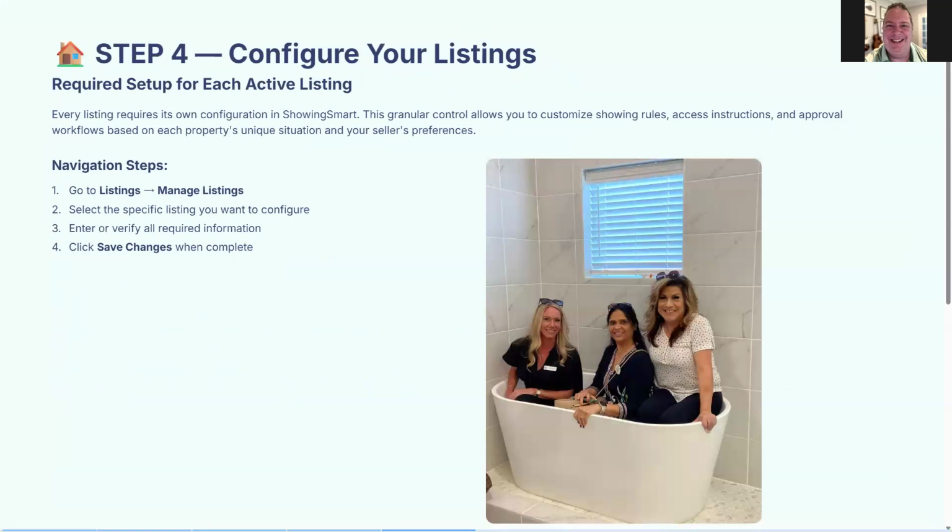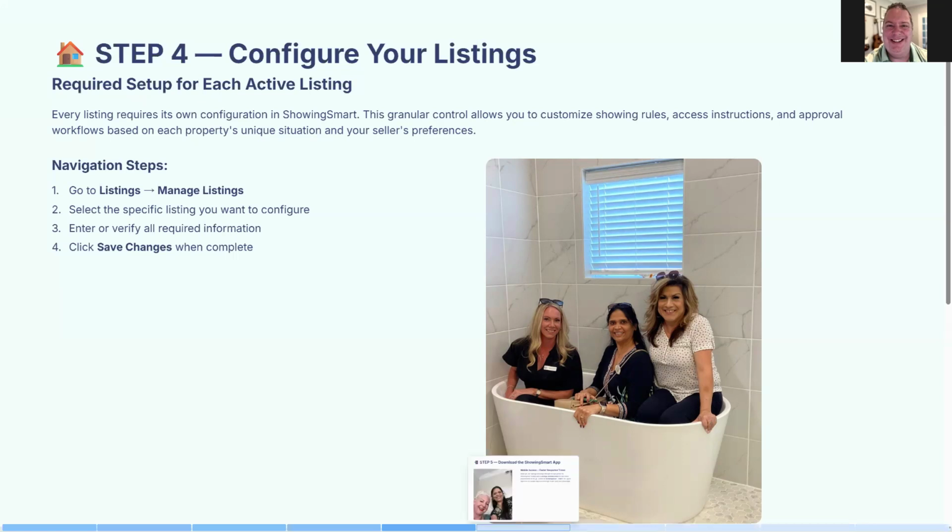Step four, you're going to configure your listing. So you have to have a listing in order to be able to do this, but every listing requires its own configuration within ShowingSmart. Gives you granular control so you can customize those showing rules, the access instructions, approval workflows. So to get to that, you're going to go to listings on the desktop, or we're going to talk about the app here in a minute. Click on Manage Listings, select the specific listing that you want to configure, and then you're going to enter, verify all required information, and then again, make sure that you hit Save when you're done.